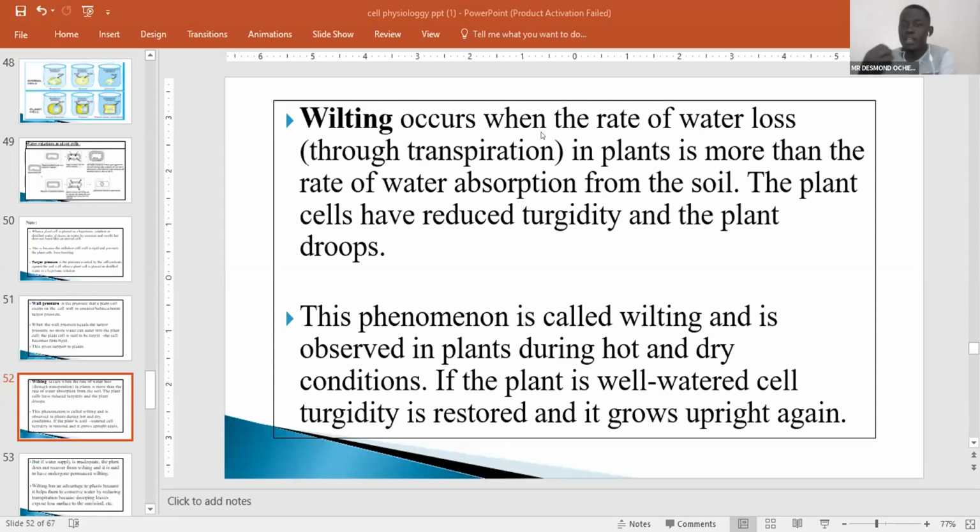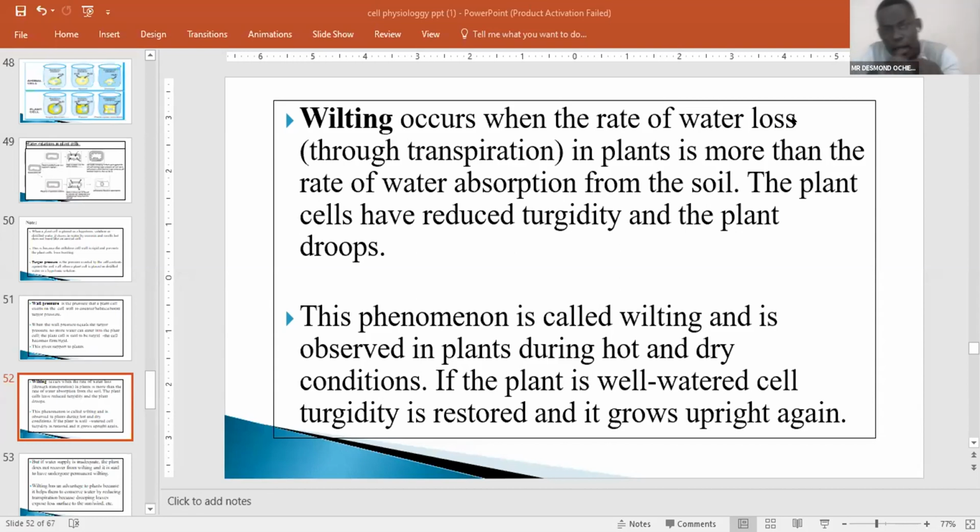The leaves after some time will start falling, and the plant will eventually remain with very few leaves, or in some cases no leaves at all. This is something that we've always seen during the dry seasons. So wilting occurs when the rate of water loss through transpiration in plants is more than the rate of water absorption from the soil. The cells, therefore, develop reduced turgidity, and the plant droops.